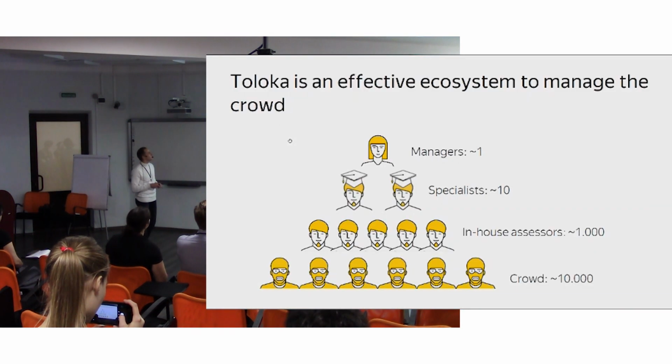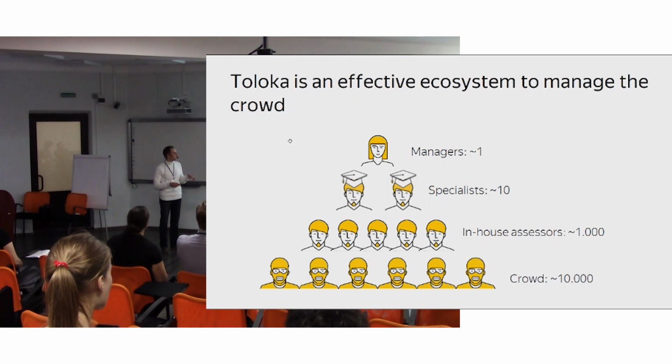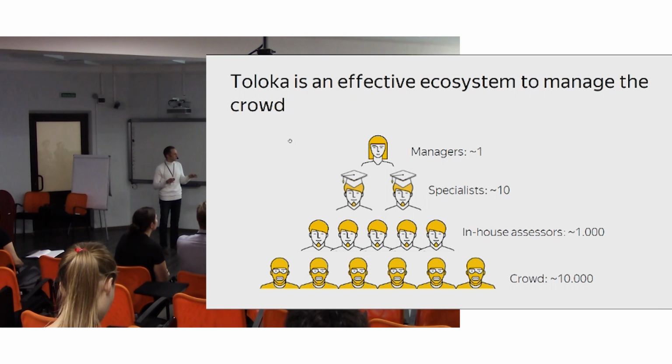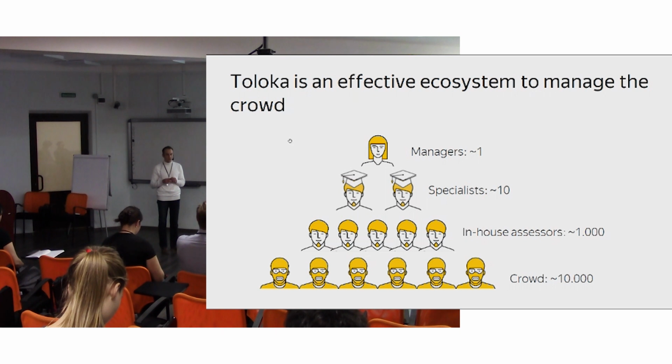It is pretty effective, and let me describe how we create our ecosystem of workers. For a crowd of about 10,000 anonymous workers, we have about 1,000 slightly more trained assessors, partly Yandex employees. For about 1,000 of them, we have about 10 trained specialists and about 1 manager to help them receive their projects.